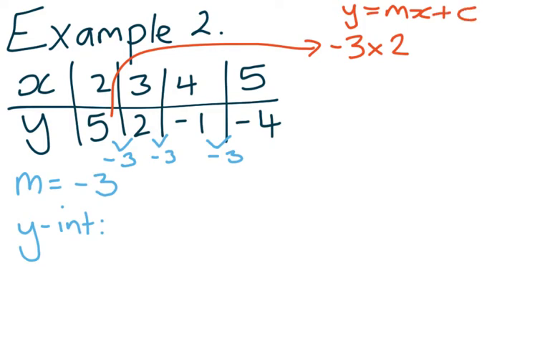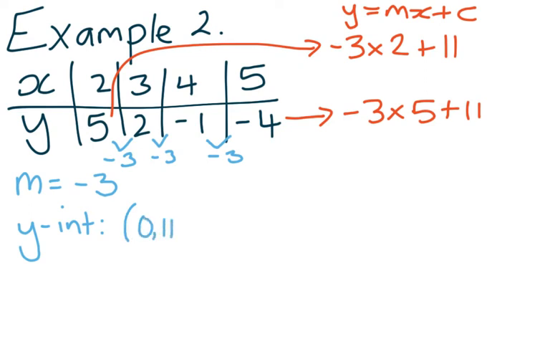Now, the y value we need is 5. So -3 times 2 is -6. To get back to 5, we have to add 11. But before we do that, let's just check that works with another one. So if we check with the 5 now, -3 times 5 is -15. If we add 11, do we get to -4? Yes. So we know that the y-intercept must be 0, 11.